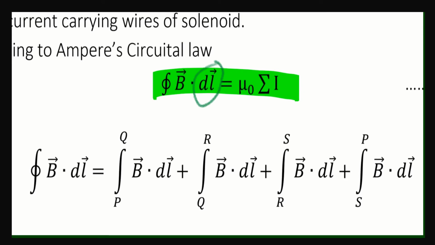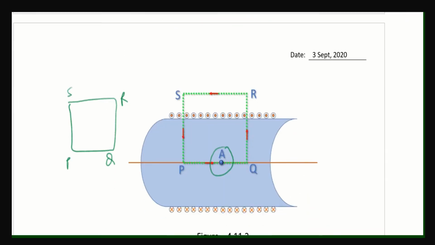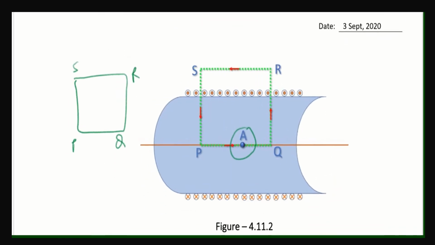Second, whenever you use Ampere's circuital law, you will have to determine dl, in which direction you will choose your line elements for integration. As indicated here, look at these arrows. These arrows are indicating the direction for integration. So first we'll go from P to Q, then from Q to R, then from R to S, and then S to P.